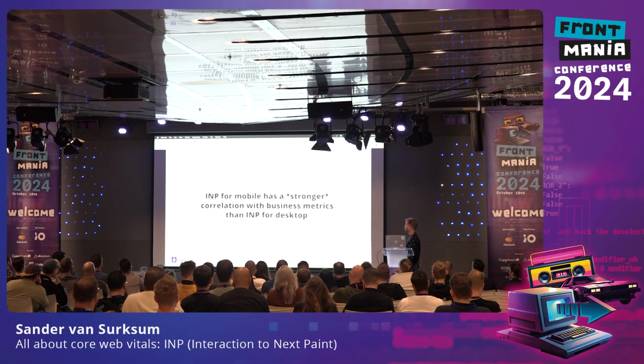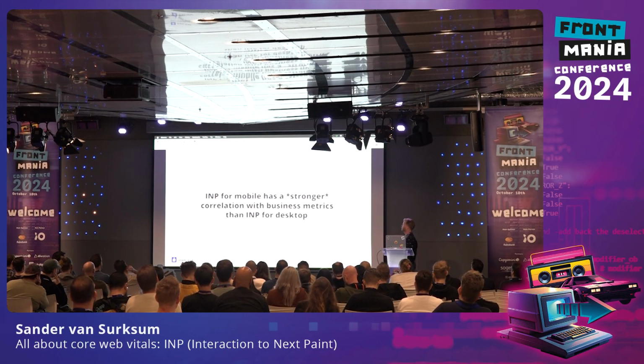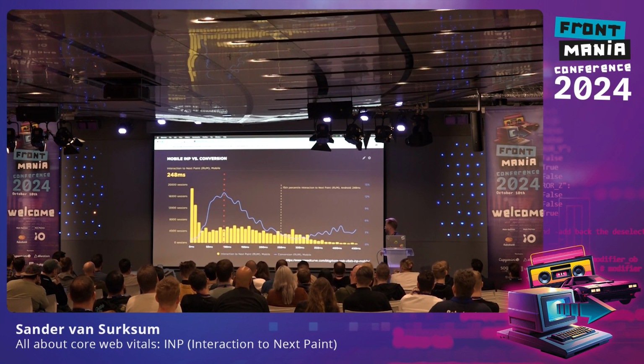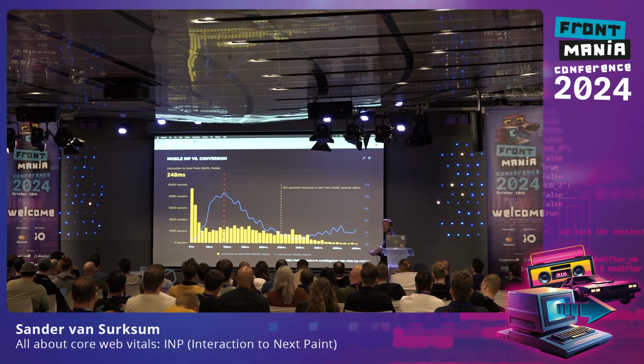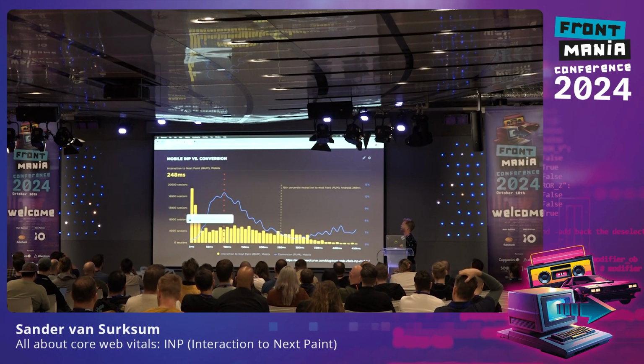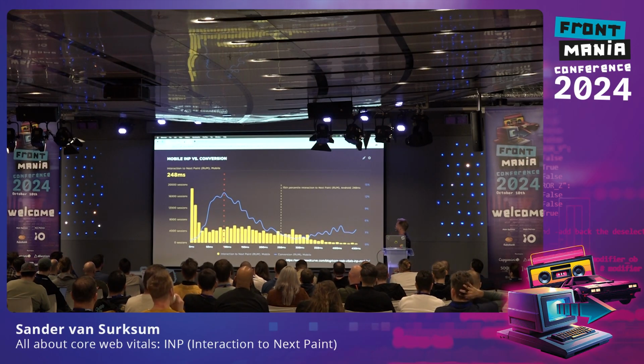Another reason why it is important to improve INP, and especially on mobile, is that we see that INP on mobile has a stronger correlation with business metrics than INP on desktop. And what kind of business metrics? This is a screenshot from SpeedCurve, and SpeedCurve is a tool where you can measure performance. You can do synthetic tests, but also real user monitoring. And the good thing about their real user monitoring is that you can also correlate it with some business metrics.